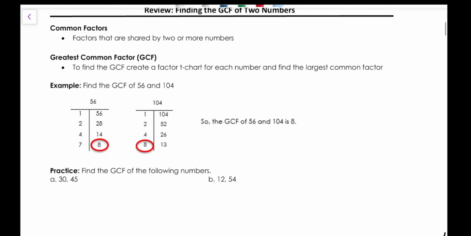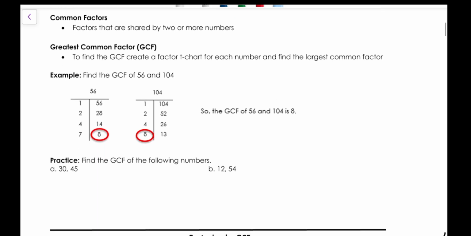So sometimes things have common factors. GCF, we call it, greatest common factor. And so the typical way to find greatest common factors is to list out all the different ways there are to multiply and get a number. And that's what you're seeing here. 56, here's all the different ways to multiply and get 56. 104, here's all the different ways to do that. And so 8 is the number that is in both lists, and it's the biggest number that's in both lists.